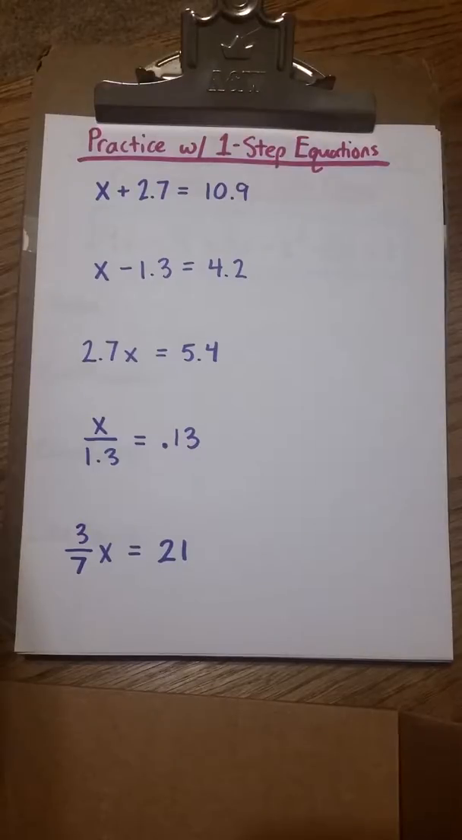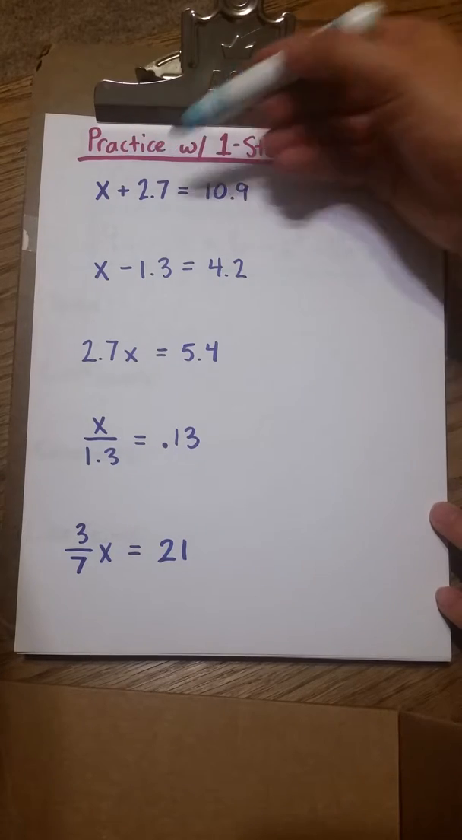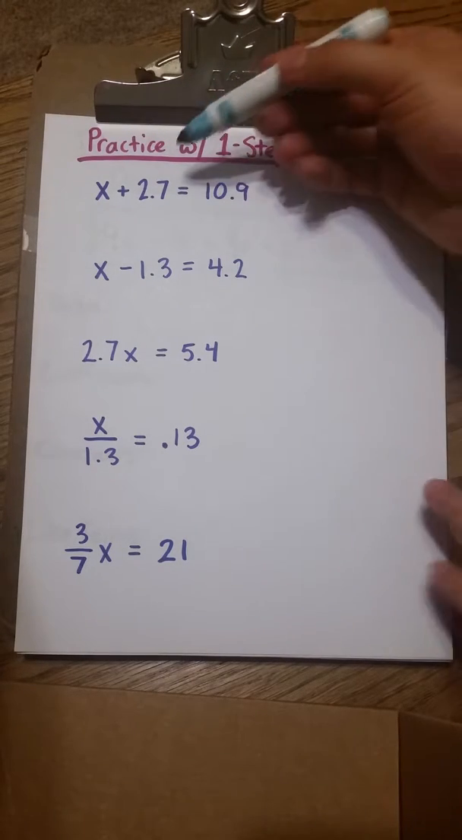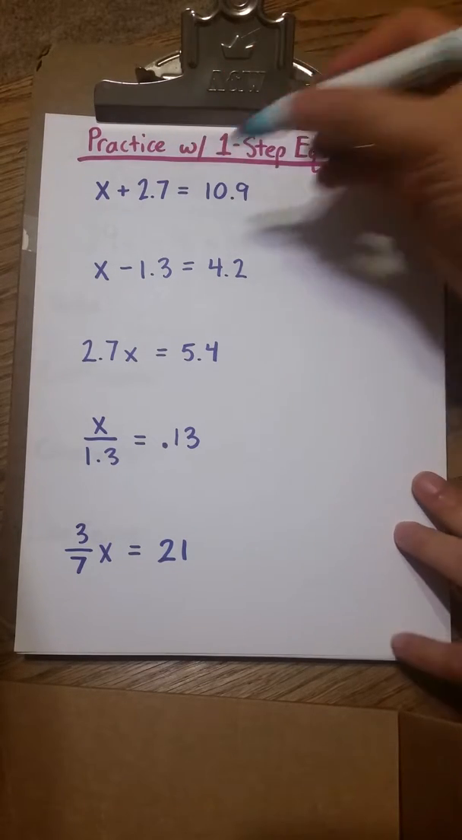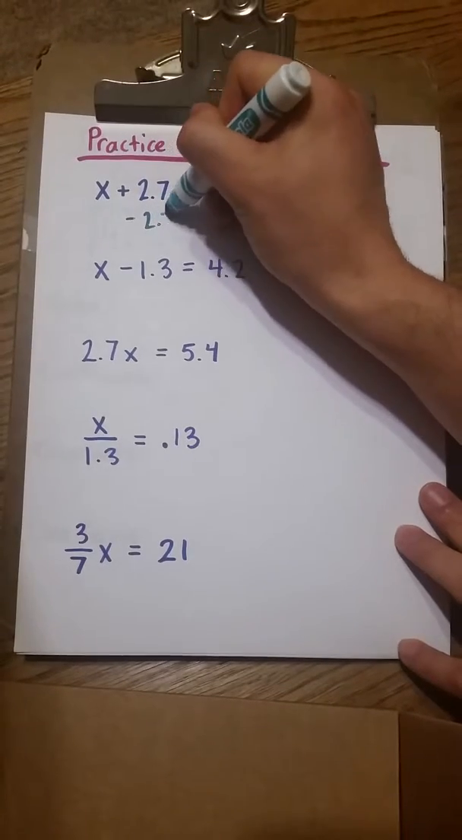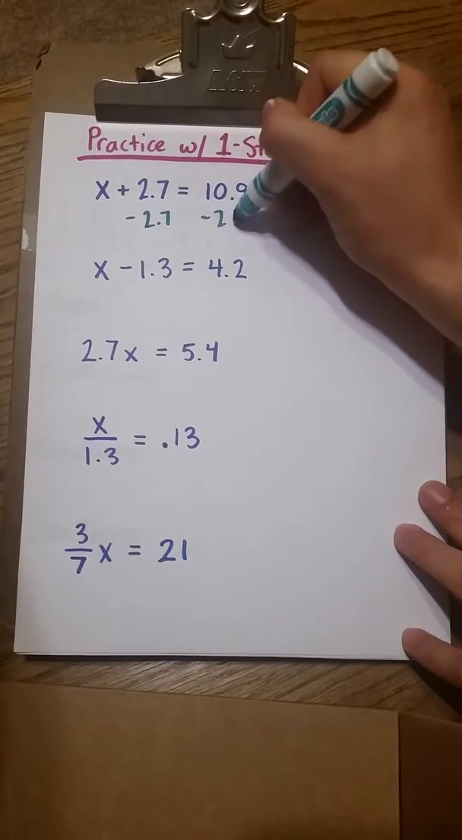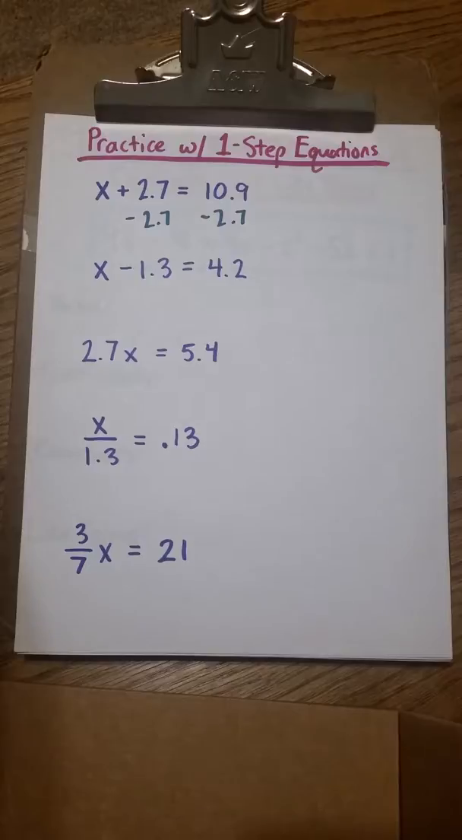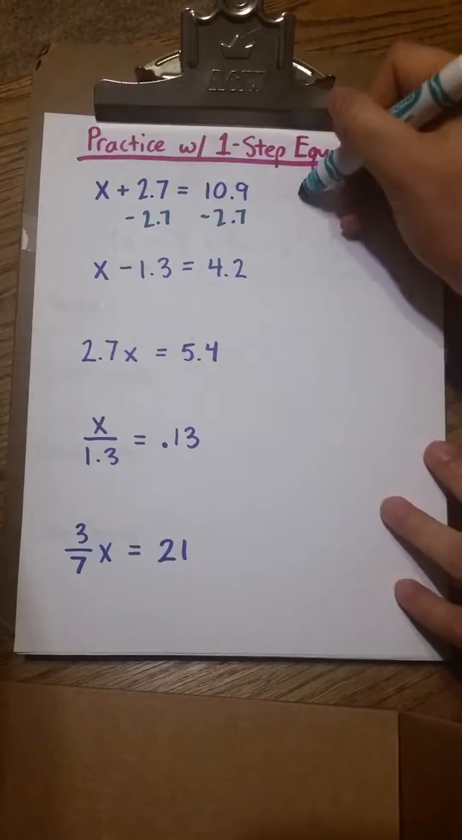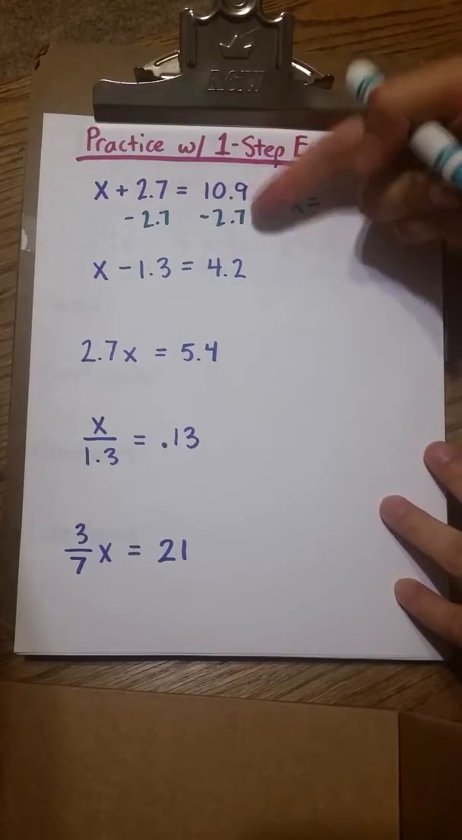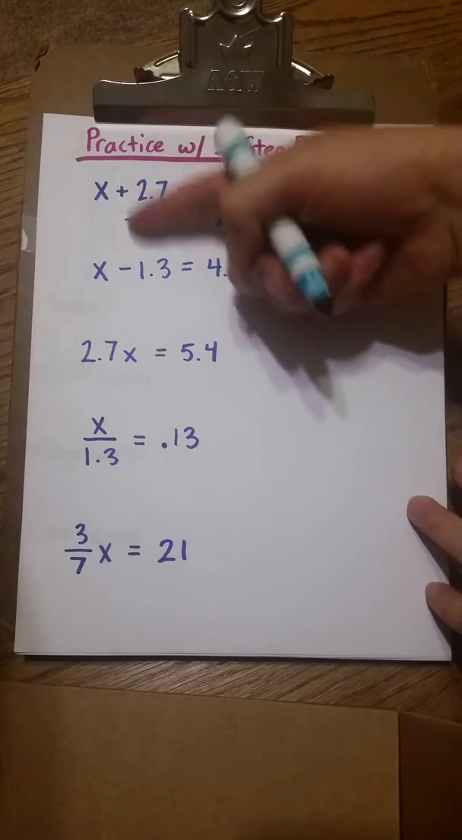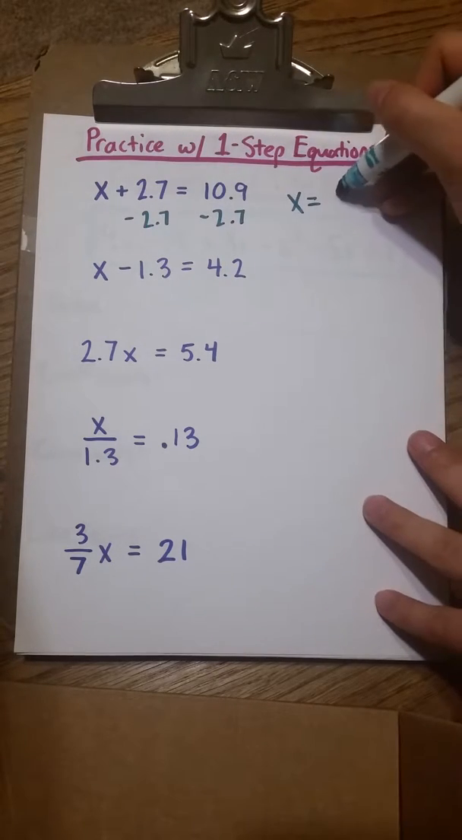Let's practice solving some one-step equations. Here, we have x plus 2.7 equals 10.9. We have to get rid of the plus 2.7 with a minus 2.7. What we do to one side, we do to the other. So x is going to equal whatever 10.9 minus 2.7 is, because these cancel out. So that will be 8.2.